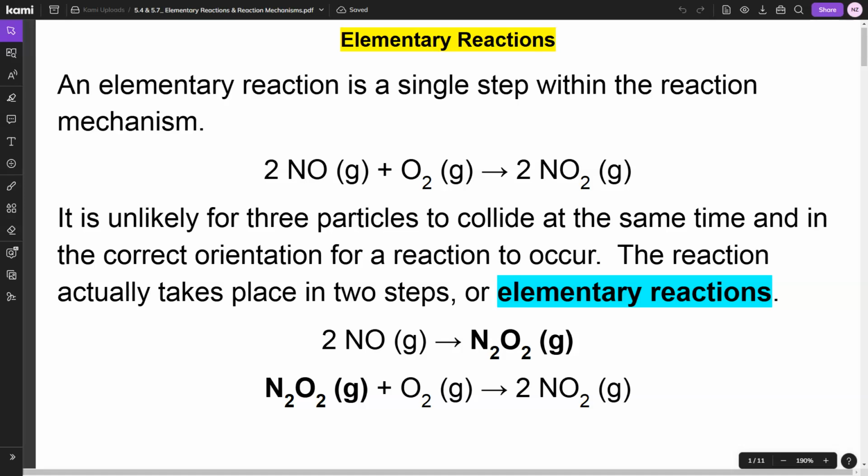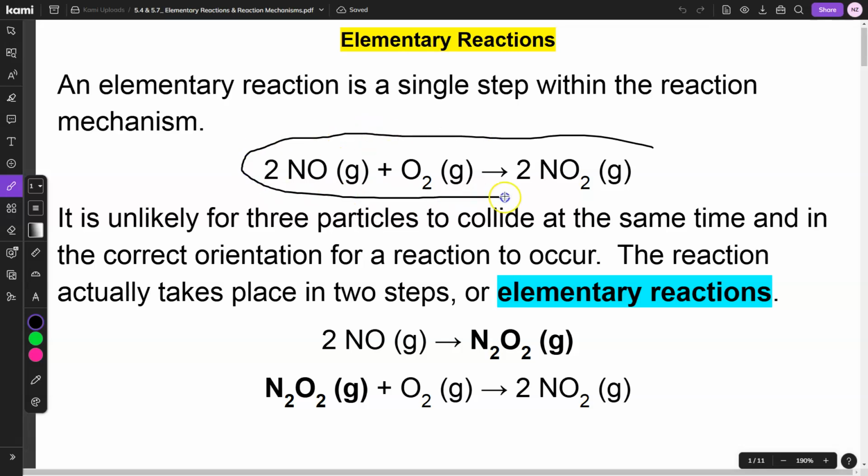In this video, we're going to go through elementary reactions, and I'm going to explain the process for reaction mechanisms and how those work. So let's begin by defining an elementary reaction. Here we have an example of a reaction. We have 2 moles of nitrogen monoxide. Those are going to combine with oxygen to make 2 moles of nitrogen dioxide.